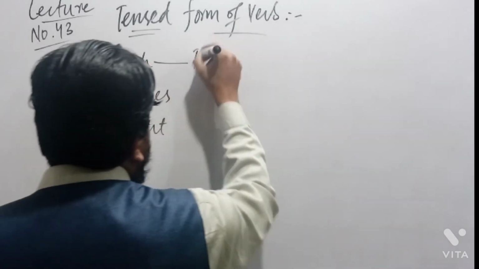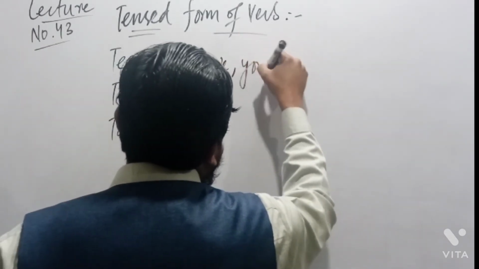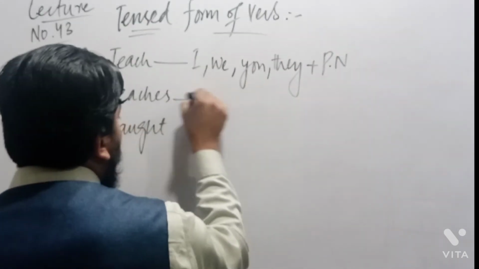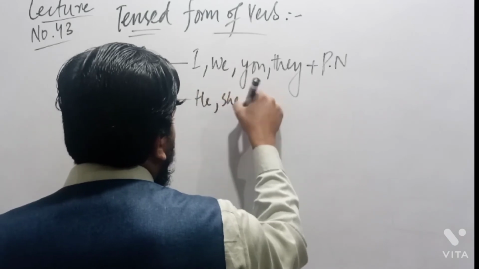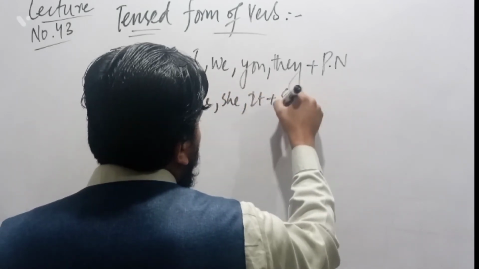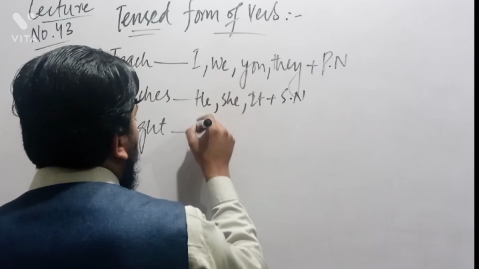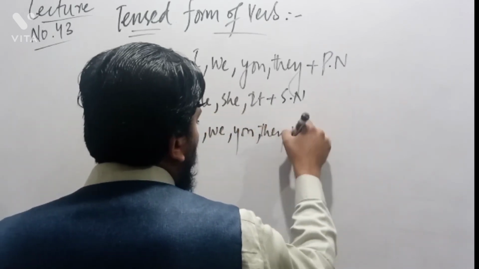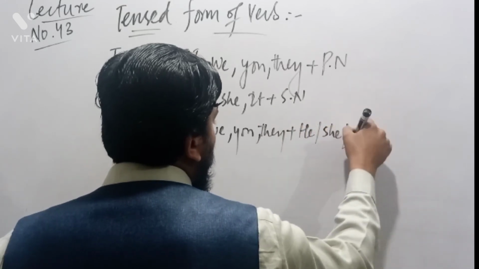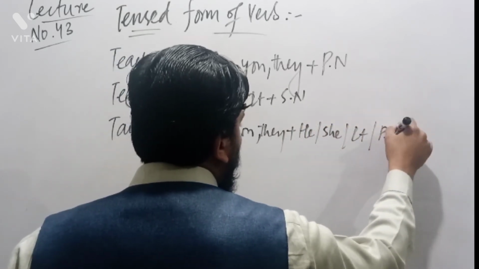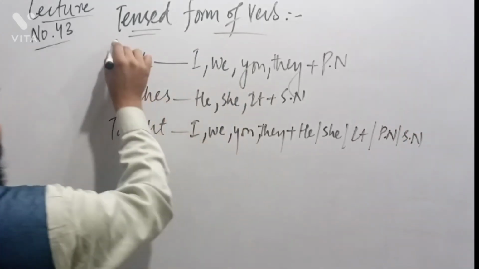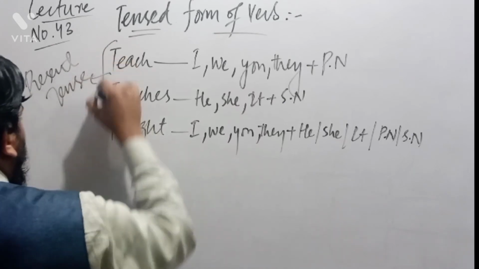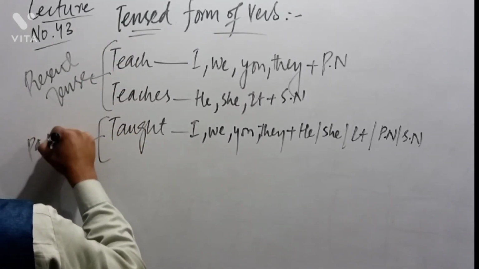Teach is used with I, we, you, they, plus with a plural name. Teaches is used with he, she, it, plus with a singular name. Taught is used with all because it is past form. So these two are called present tense, and the last one, which is taught, is called past tense.